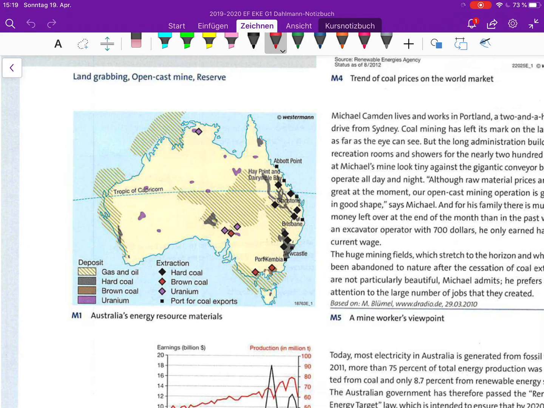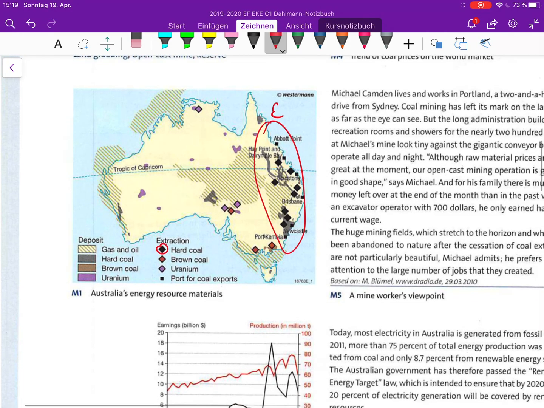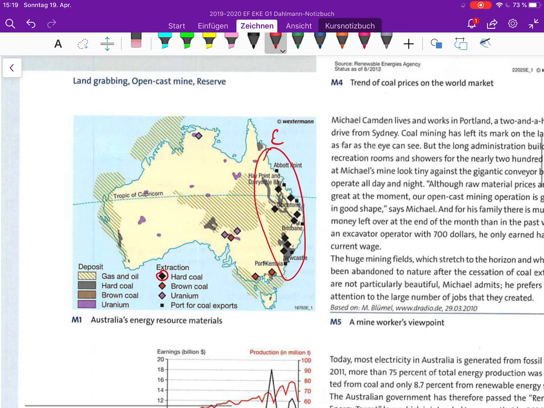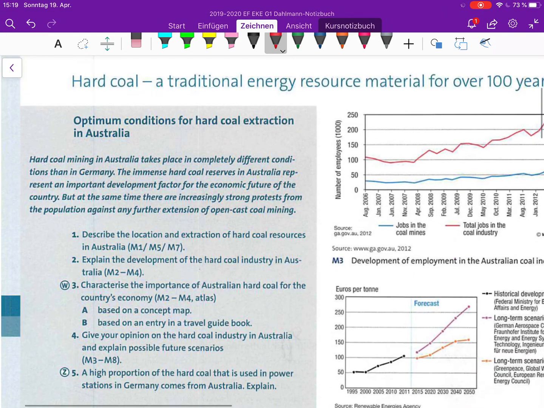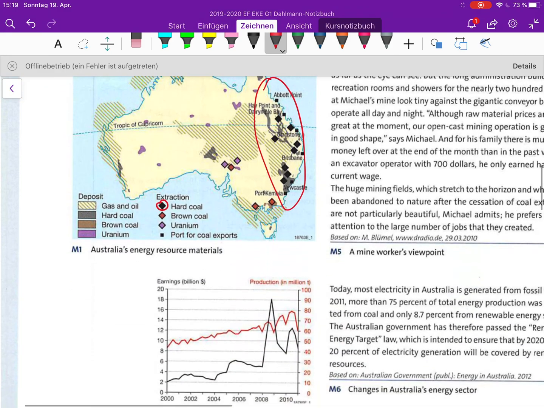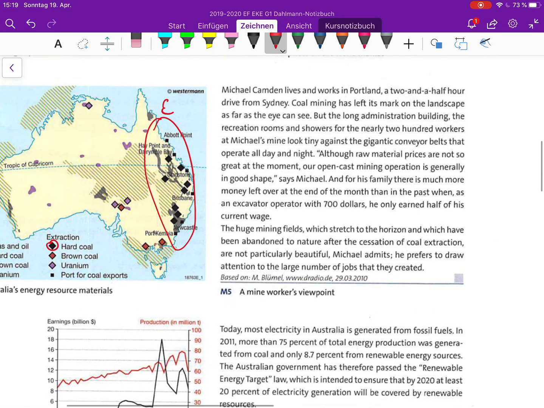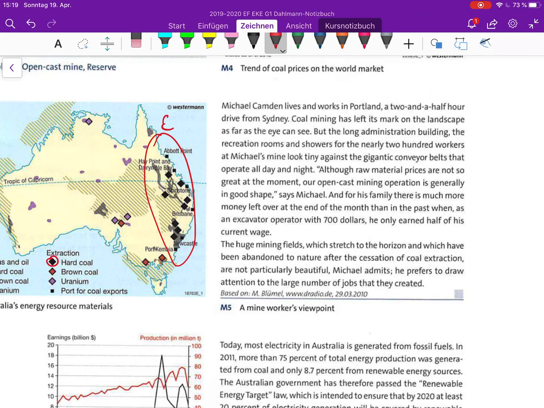M1, Australia Energy Resource Material, hard coal. So we're looking at hard coal, especially we can see that it's at the east coast of Australia. We have some brown coal, uranium mines for nuclear power plants. Right, so at the East Coast. 5, a mine worker's perspective viewpoint. Michael Camden lives and works in Portland, a 2.5 hour drive from Sydney.